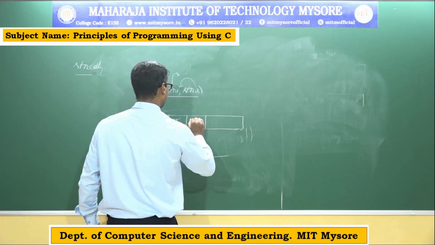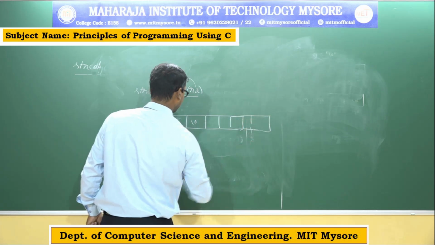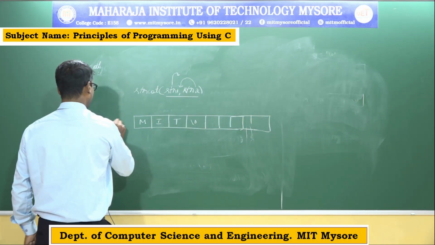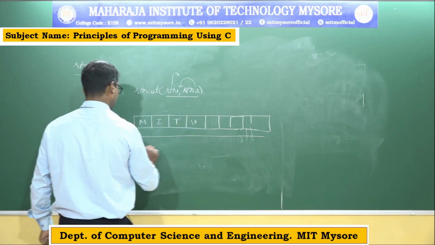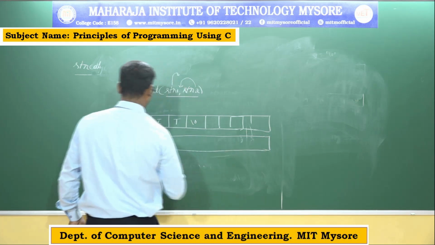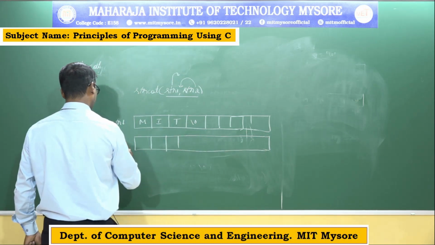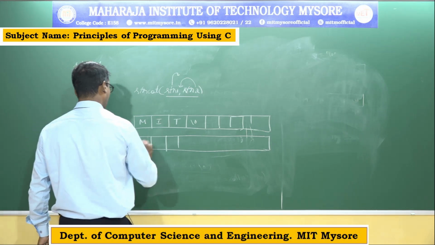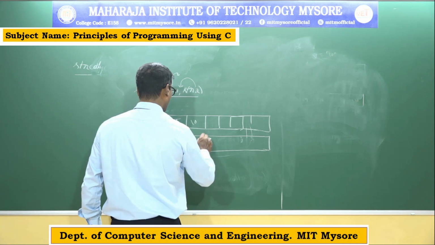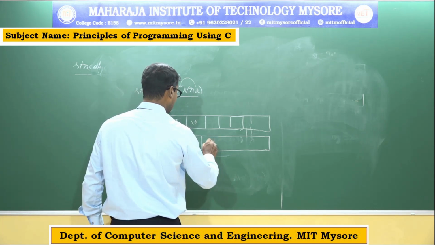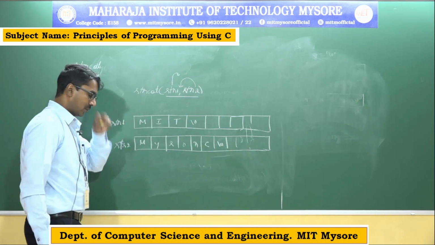MIT null character. This string is str1. The next string is str2. str2 M Y S O R E. Then there is a null character. Okay, now we consider these two strings.